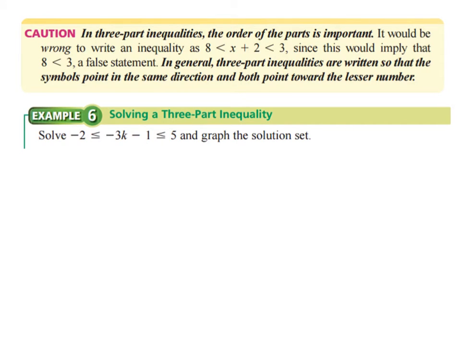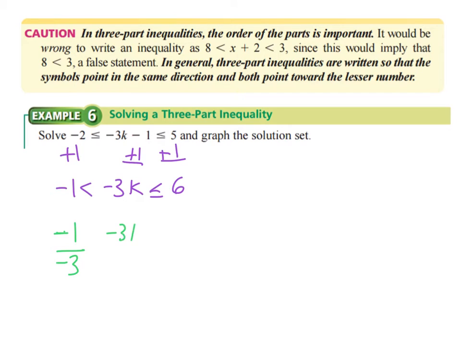So here we're going to solve the three-part inequality. What we want to do is focus on getting that variable by itself. So in order to do that, we would add 1 here. Because we're adding 1 there, then we also add 1 over here and over here, so to all three areas, left, middle, and right. That leaves us with negative 1 on the left, negative 3k in the middle, and 6 on the right. At this point, we would want to divide by negative 3. We would do that in all three areas, left, middle, and right.